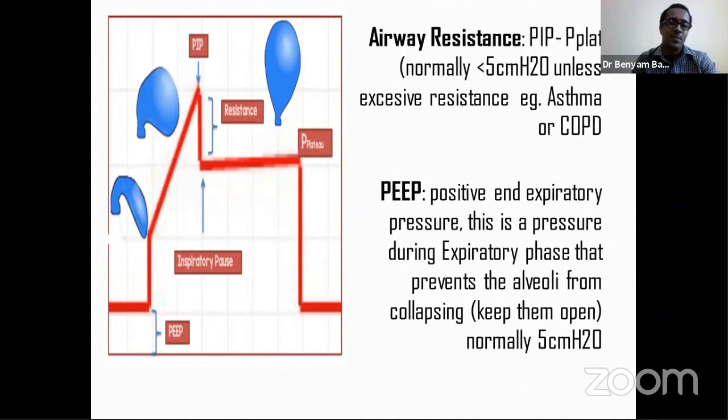The other reason is related to oxygenation, which I'll cover in the coming slides. Just know that PEEP is a positive end expiratory pressure. Usually physiologic PEEP is 5, so you don't want it to be low. Depending on the pathogenesis or the lung condition, you might have to increase PEEP, which I will cover again later.